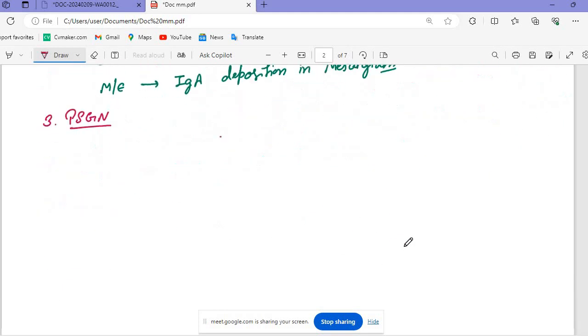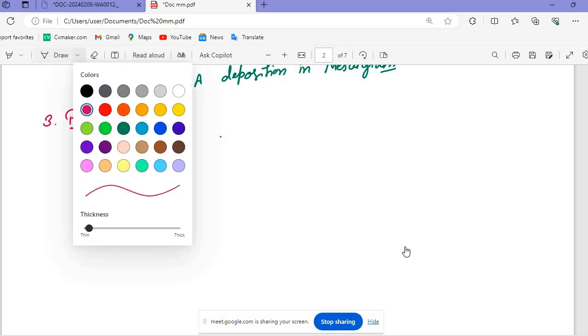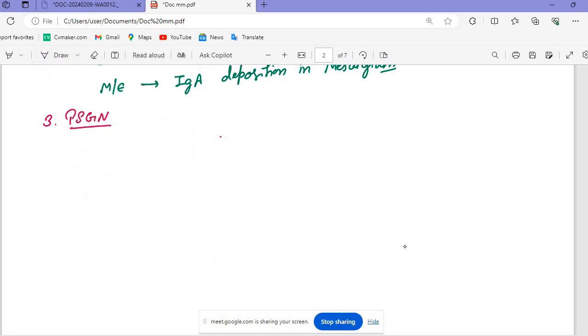The next we have is RPGN, rapidly progressive glomerulonephritis. But before RPGN, let me take a little time to recap: we studied PSGN and we studied Berger's disease.